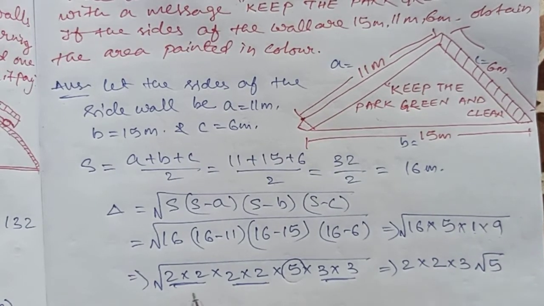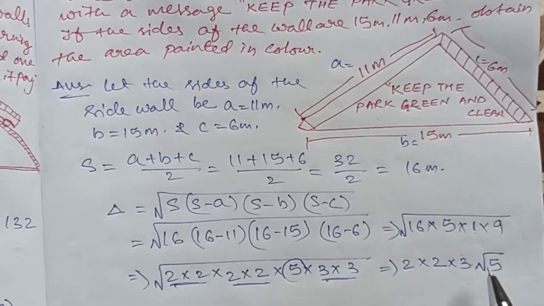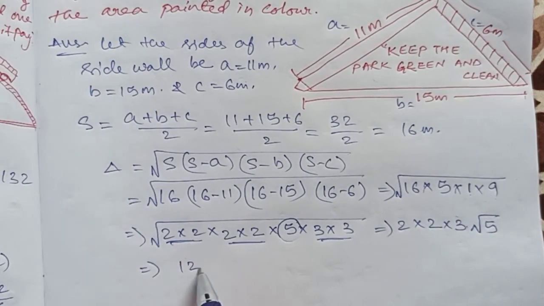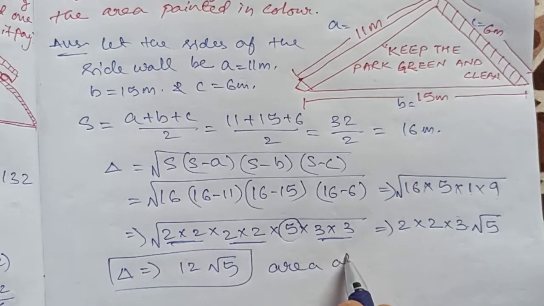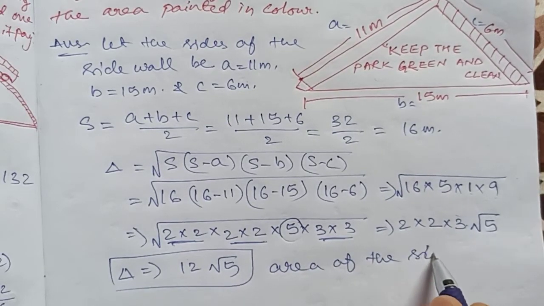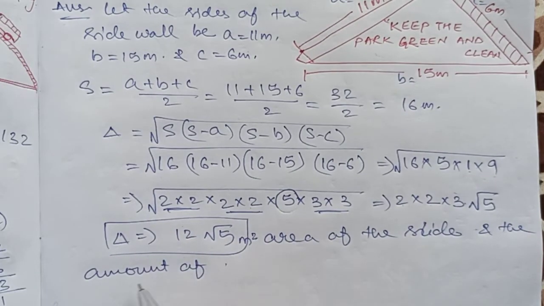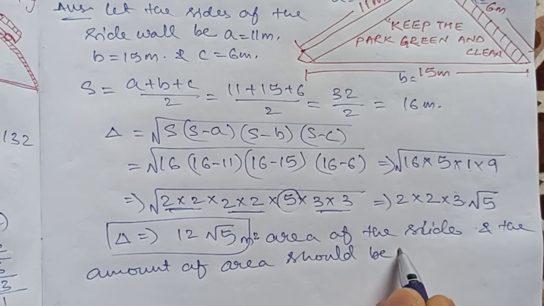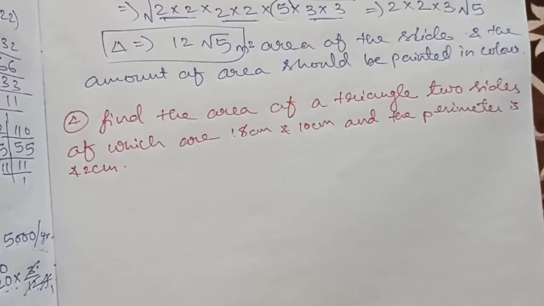Okay, so from the pair of numbers, one number you have to write outside the square root, and the number which is left alone will be kept inside the square root. So 2 2s are 4, 4 3s are 12 root 5. This is the area of the slide. So this much meter square of area should be painted in color.